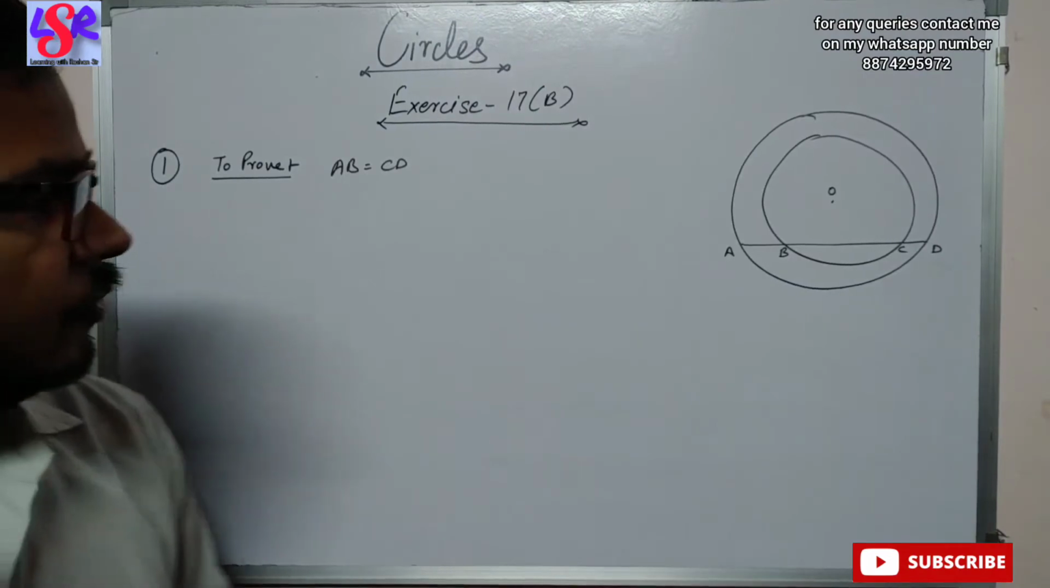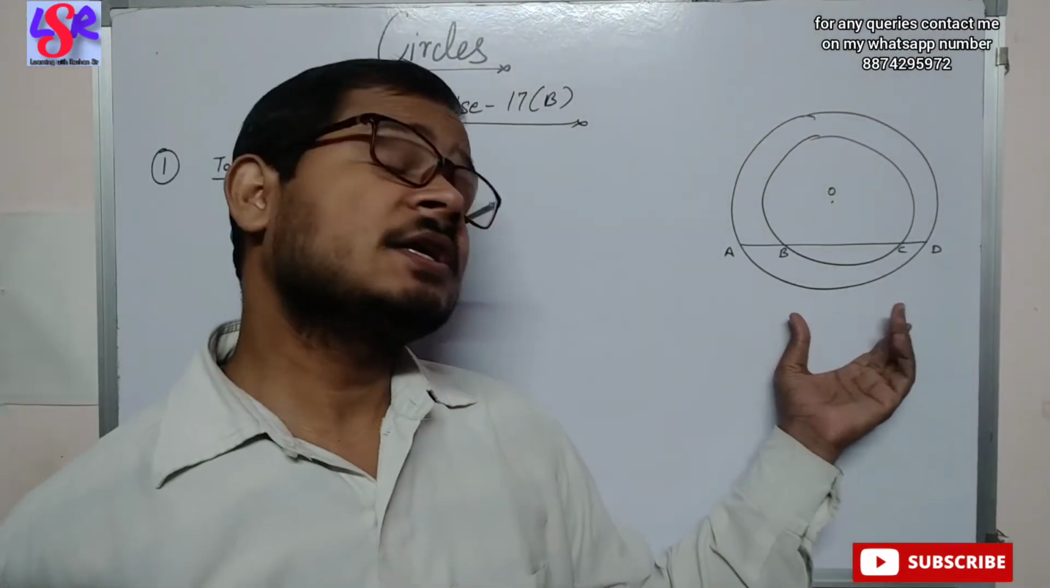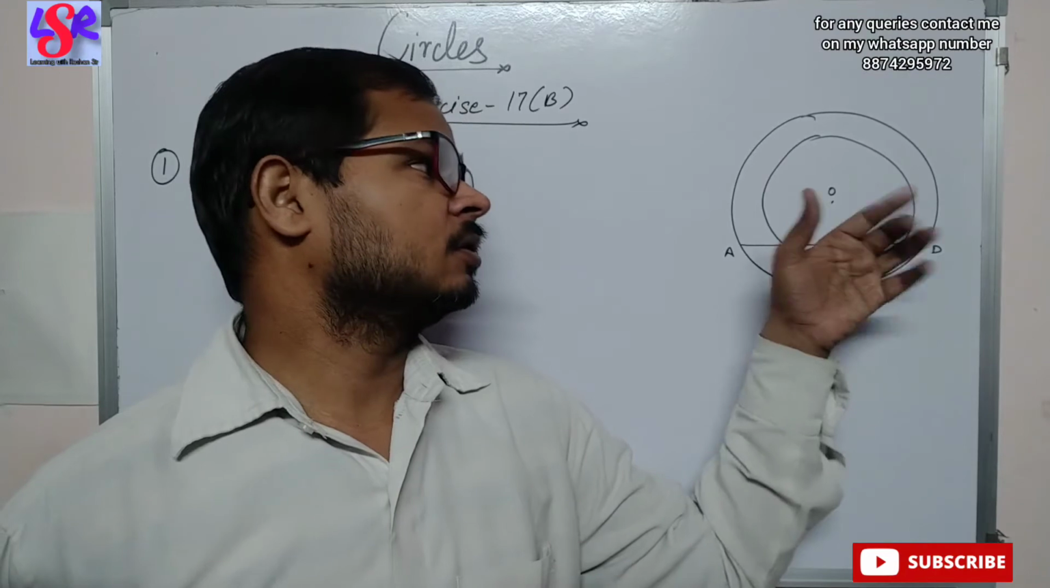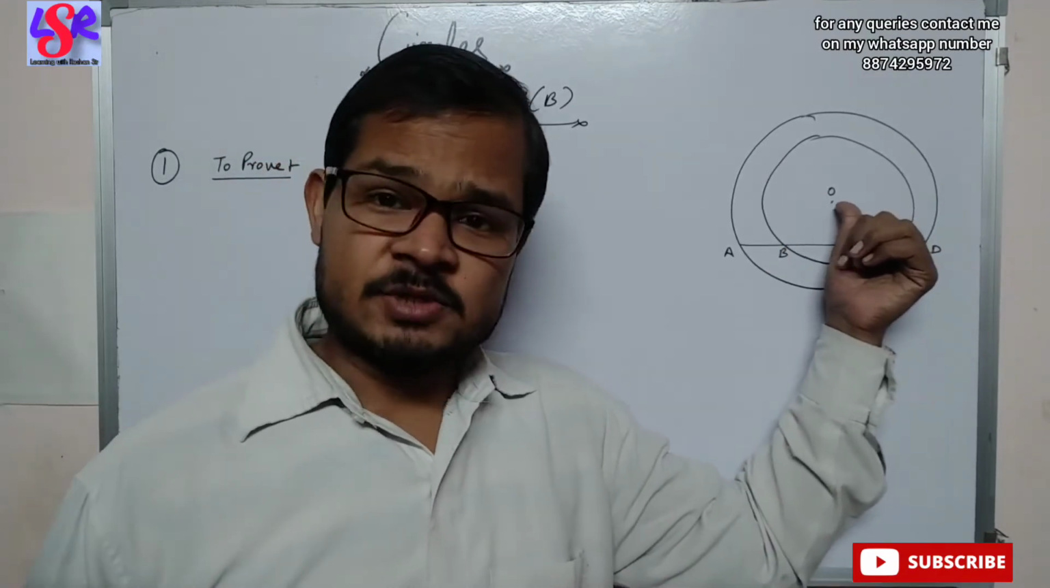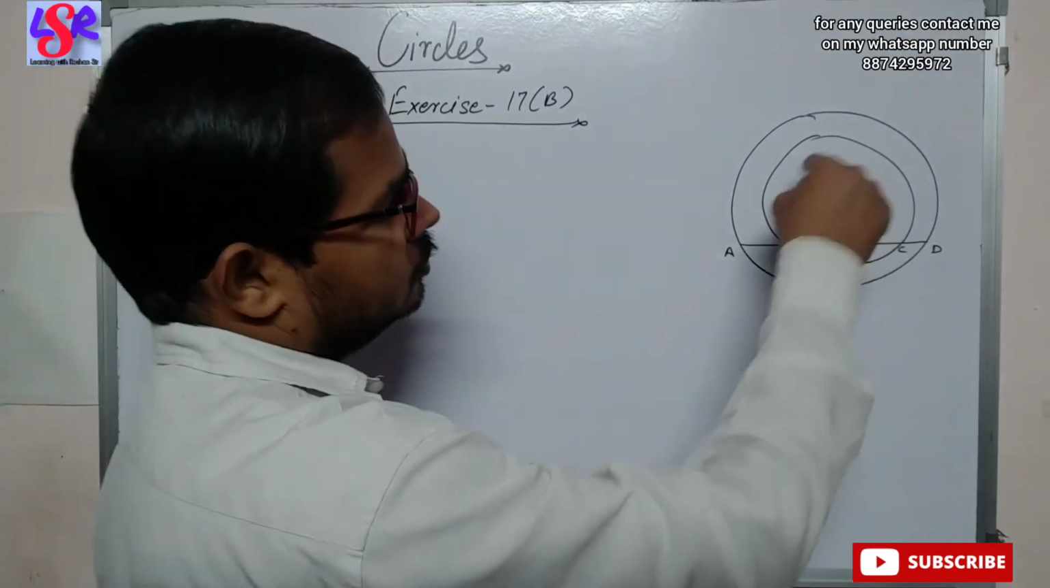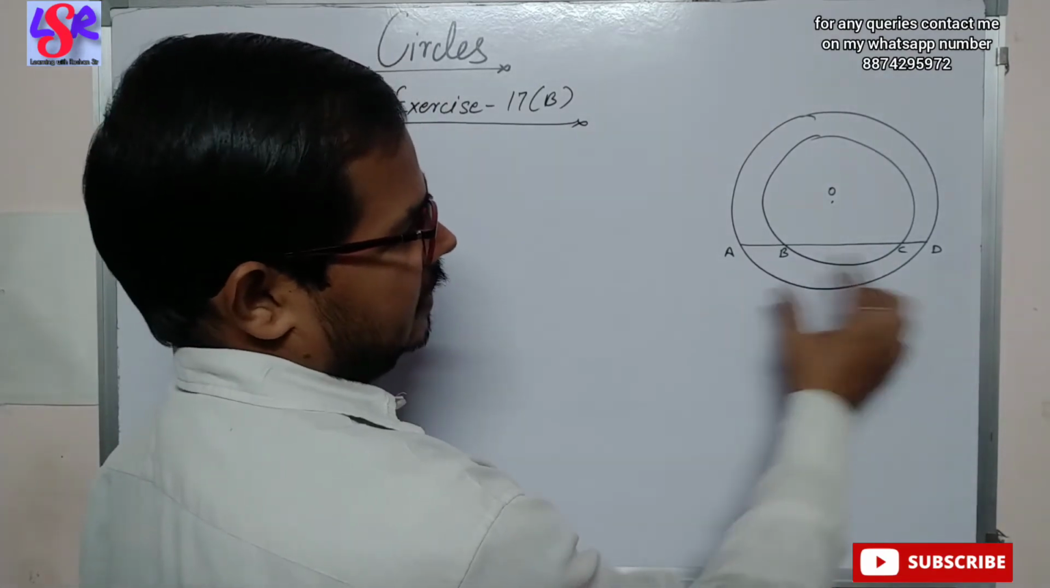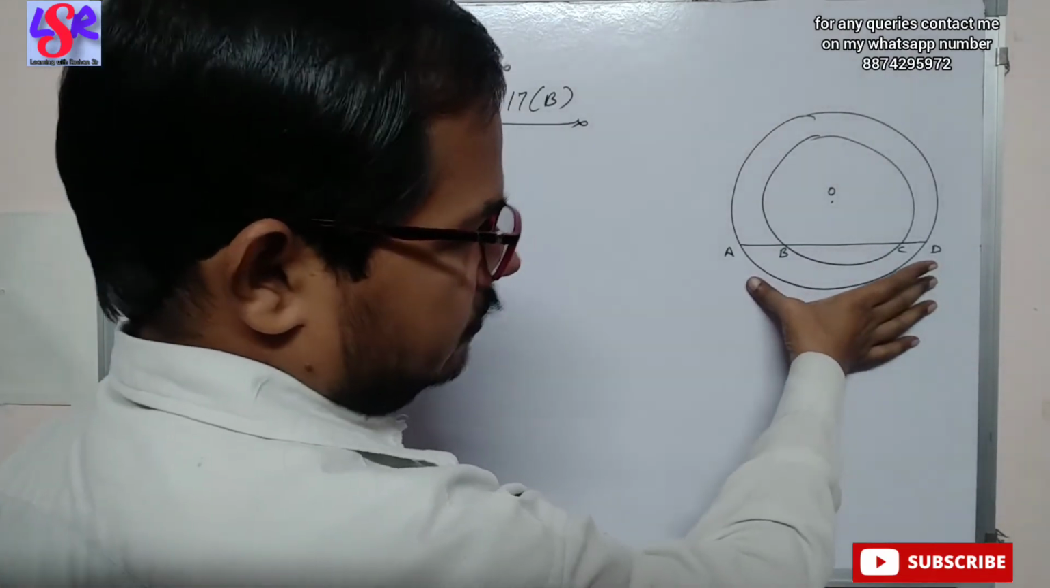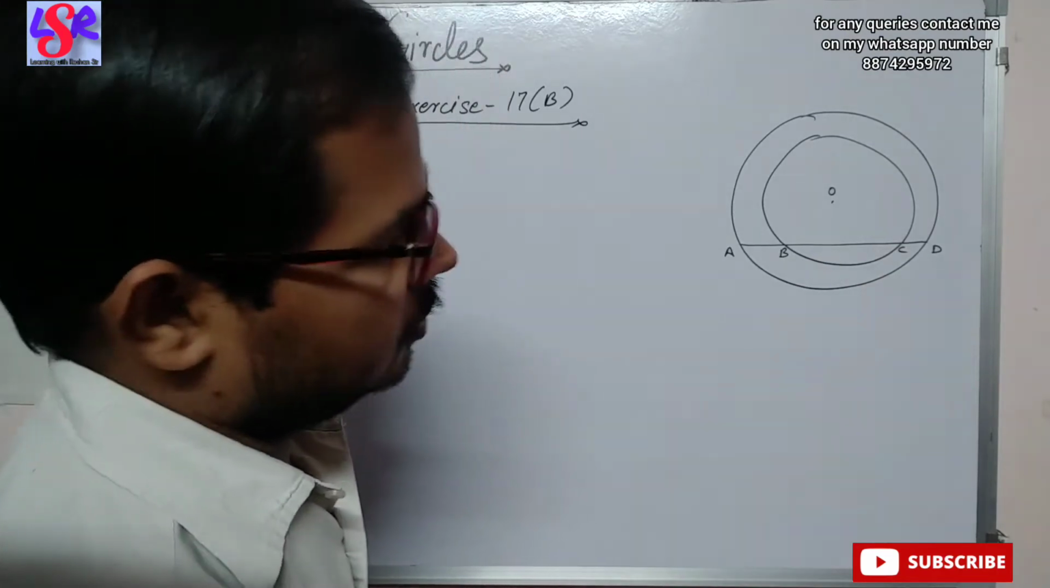Here in question number 1 we have concentric circles. Concentric circles means there are two or more circles which have the same center. So here O is the center for both of the circles and there is a common chord, that is AD, which is a chord for the bigger circle as well as for the smaller circle.